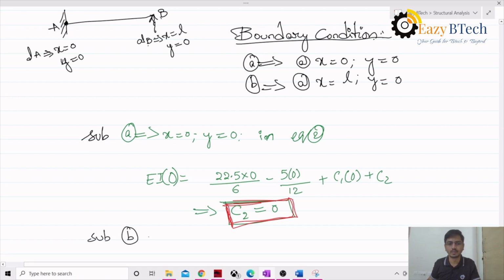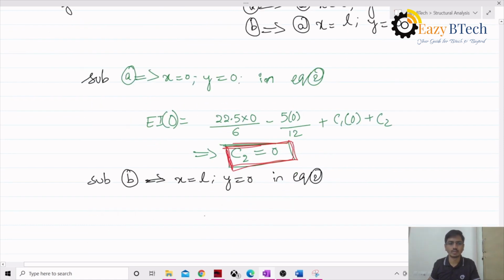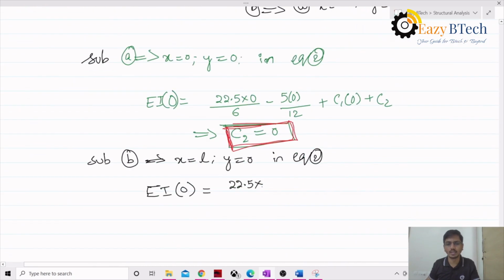Substituting the next boundary condition, that at x equal to L, y equal to 0, in the same equation 2. If we substitute this EIy as 0, what is that value? 22.5 into, instead of x we need to substitute the L, L cubed by 6 minus 5 into L power 4 by 2 plus C1 into L plus C2, that is 0.